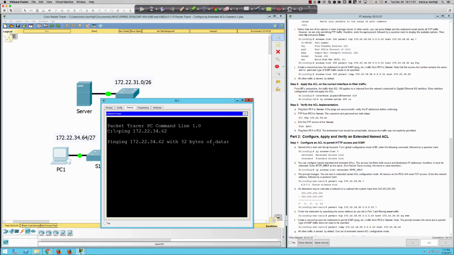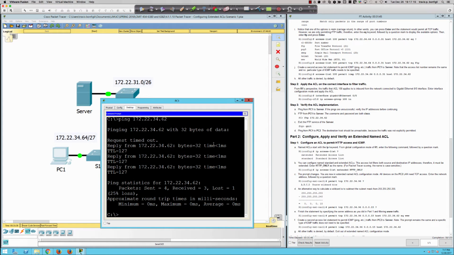172.22.34.62. Now this should function because we allowed, and we needed the ARP packet to sort out the default gateway for us to get us off of our local network segment, and that was our request timeout, right? We were waiting, and then the ping packets go through, and everything works, right? So everything looks good.